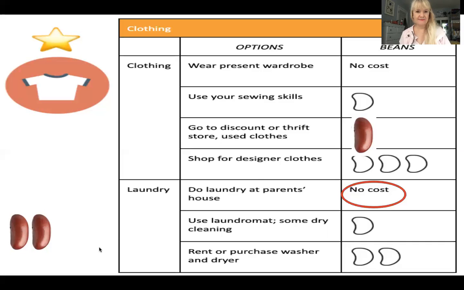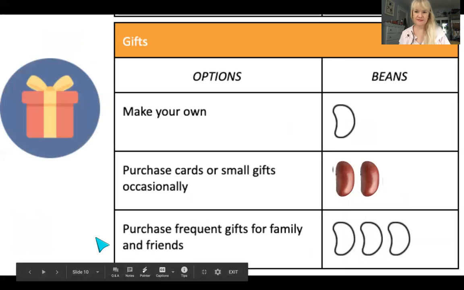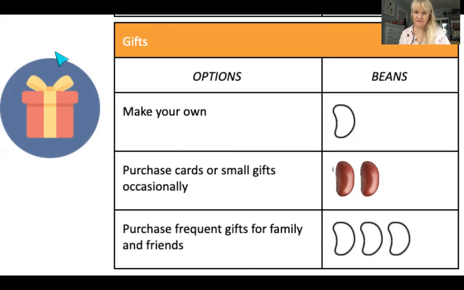See what's next. Gifts. This category does not have a star. So we don't have to buy anything in this category. We don't have to spend any of our beans if we don't want to. I did choose to, you can see. So let's see what our choices are. One option is make our own gifts. That only costs 1 bean. I could have chosen that.